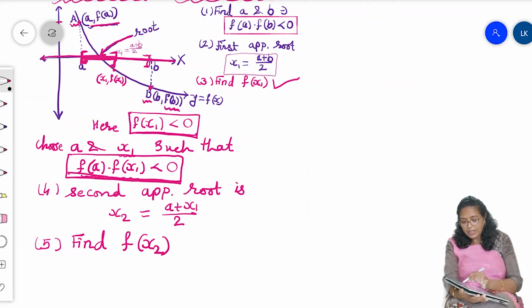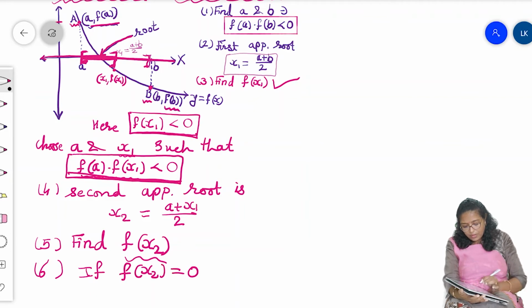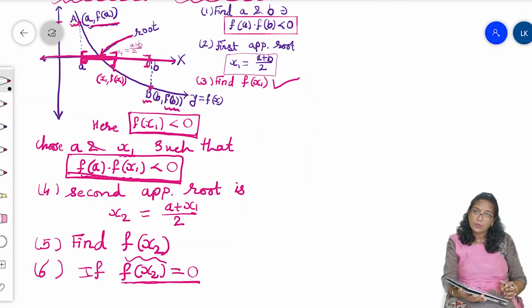Clear? Means then same process is repeated. Sixth step is whether f of x2 is less than 0 or greater than 0 or equal to 0. If f of x2 is equal to 0, then directly we can say that x2 is our root. If f of x2 is less than 0, then what happens? If f of x2 is greater than 0, then what happens? Means same process we continue up to desired accuracy.